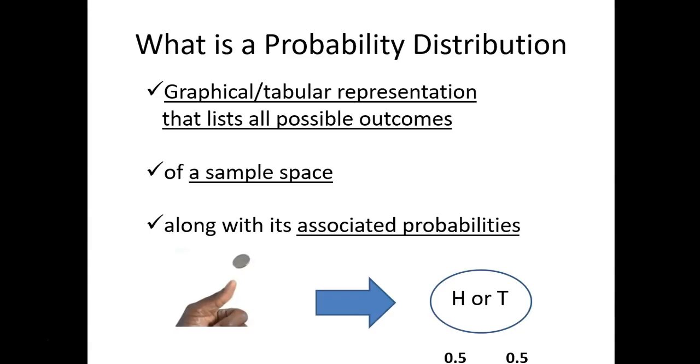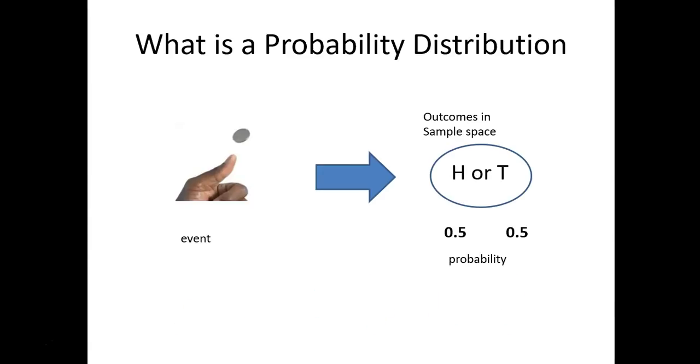Now if we make it a little more complex, here I can see that the outcomes in a sample space are head or tail. So outcomes in a sample space is just a fancy way of saying what are all the possibilities. So basically you list down all possible outcomes and that's your sample space.